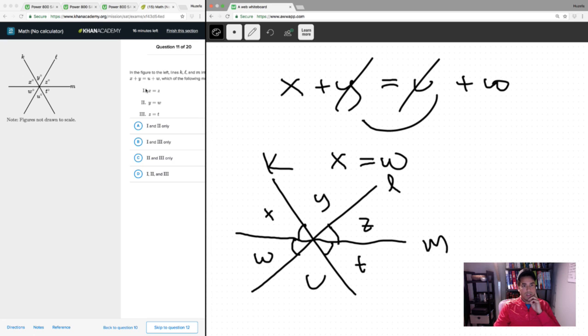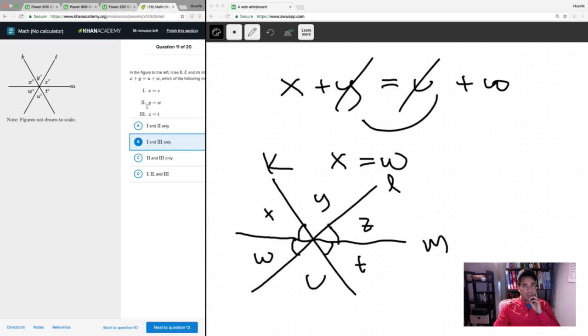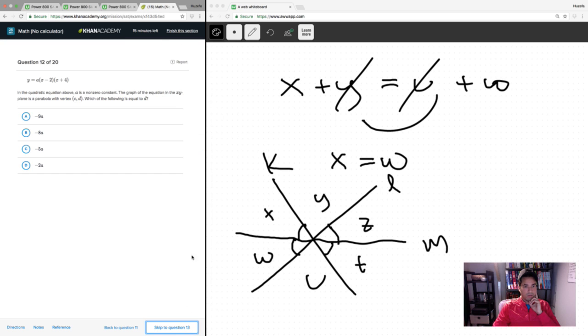So is x equal to z? Yes, one is true. Y equal to w? No, we don't know that. Z equal to t? Yes. So I'd say 1 and 3. We don't know this one. And I'm going to... Oh, wait. What does it say again? Y equals w. Yeah, that's the only one that we can't connect. So I'm going to go with 1 and 3. And we'll see if that's right.